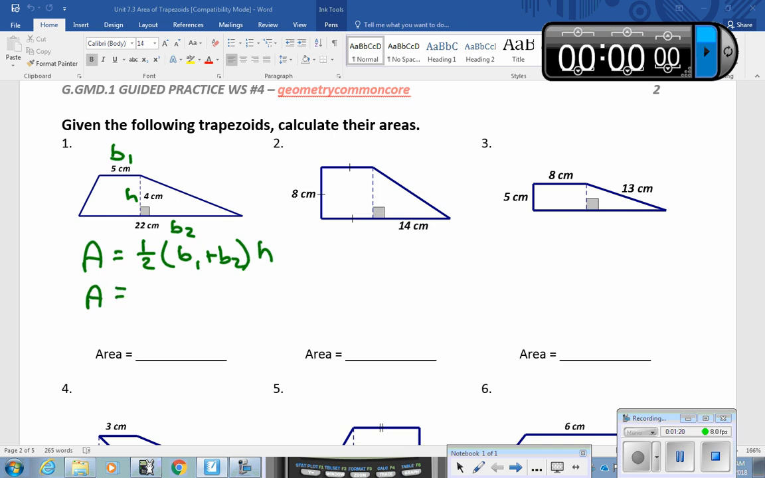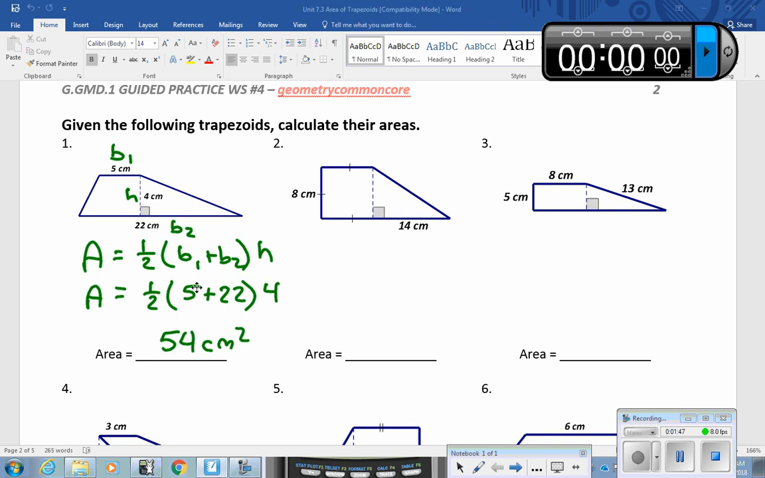So when we put this in the formula, we have 1/2, 5 plus 22, times 4. You could put that entire expression into the calculator, and what we'll end up getting is 27 times 2, which will be 54 centimeters squared.